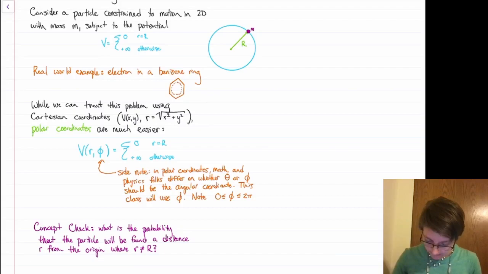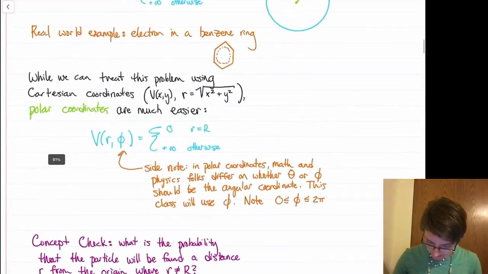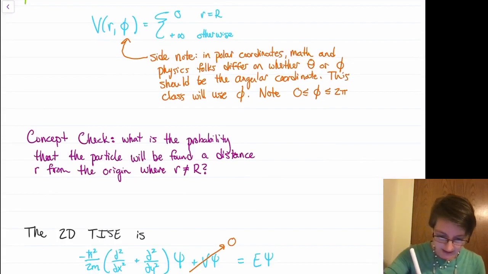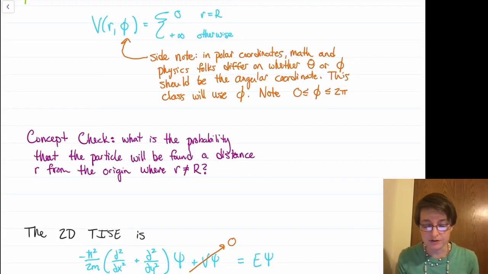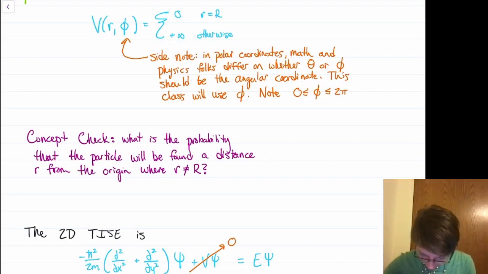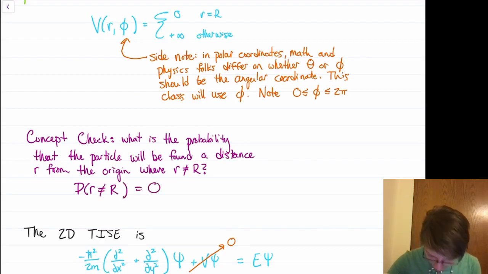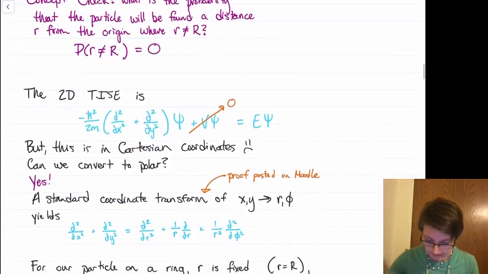Okay, hopefully you were able to connect this to our particle in a box model and say that an infinite potential is another way of saying that the particle is never going to be in this location. And so in terms of probabilities, the probability that the particle will be found at a radius that's not the radius defined in the problem, that's not the radius of the ring, is just going to be equal to 0. All right, on to the math.